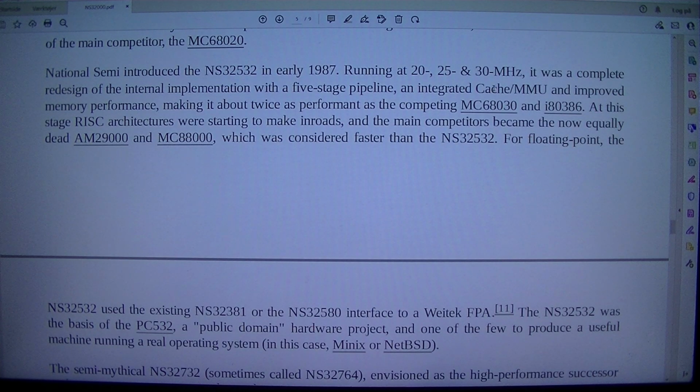Running at 20, 25 and 30 MHz. It was a complete redesign of the internal implementation with a 5-stage pipeline, an integrated cache and MMU, and improved memory performance, making it about twice as performant as the competing MC68030 and i80386. At this stage RISC architectures were starting to make inroads, and the main competitors became the AMD 29000 and MC88000, which was considered faster than the NS32532.